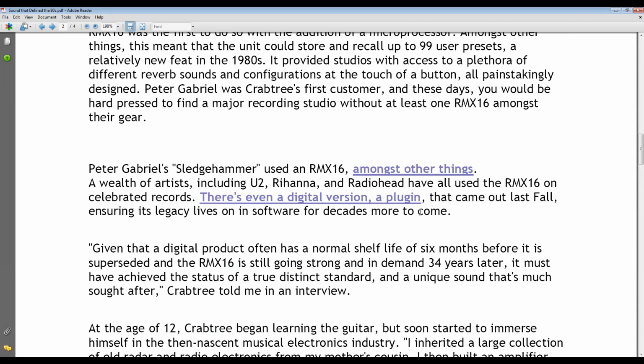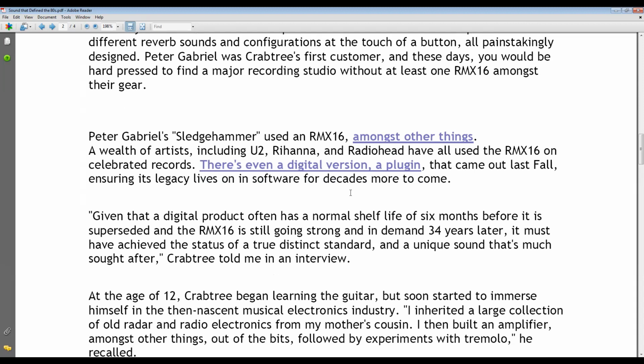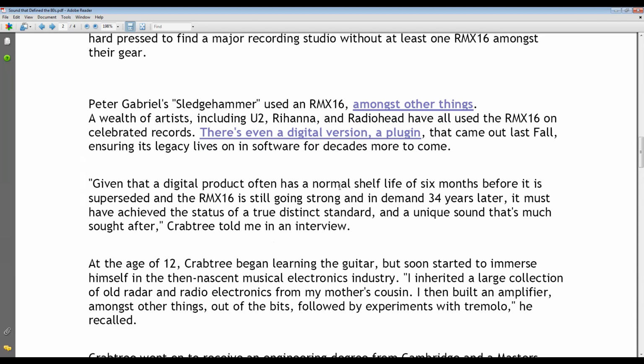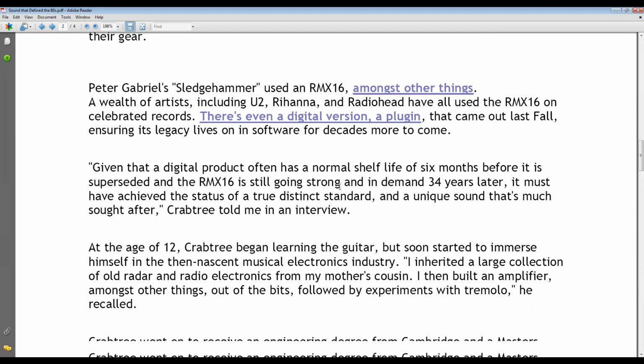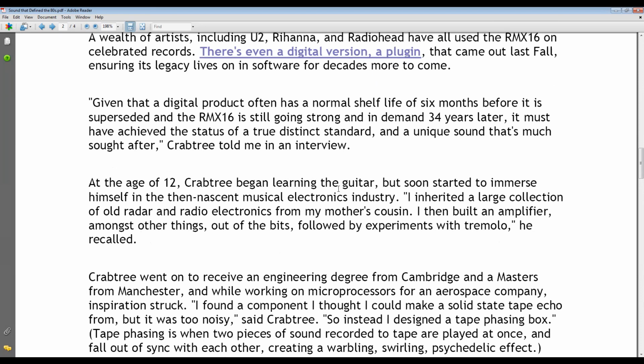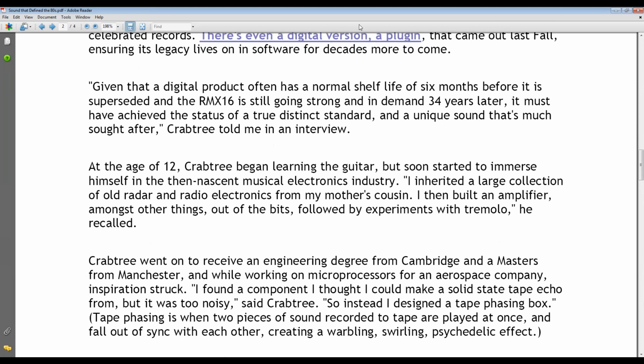So the fact that it's still around and has now been recreated as a digital plugin for people to use is testimony to its staying power as a sound and a device that originated from this era, the era in which the book Ready Player One is sort of obsessed.